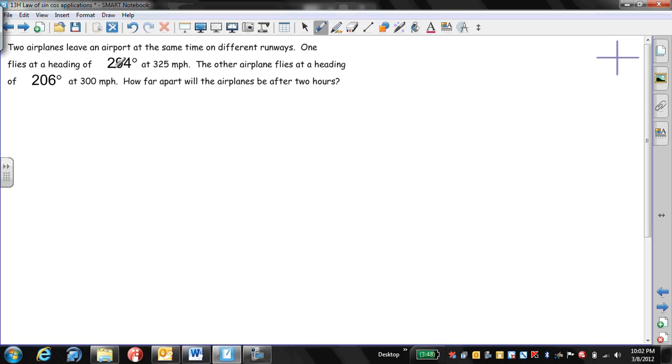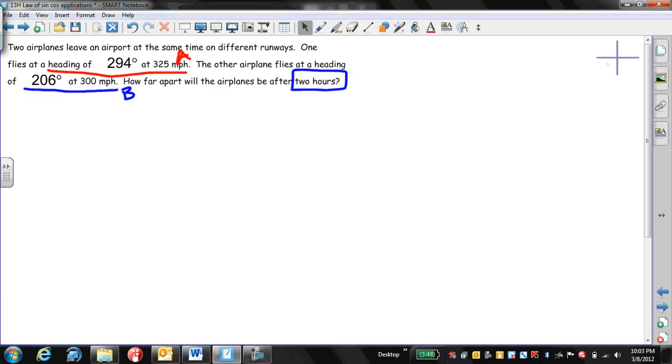One flies at a heading of 294 degrees at 325 miles per hour. And so again, notice the heading, and we're going to call that airplane A. And the other airplane flies at a heading of 206 degrees at 300 miles an hour. We'll call him airplane B. How far apart are the airplanes after 2 hours? Now that's key right there, 2 hours, because what's that tell us? That tells us the magnitude, the distance traveled, the size of the vector of each airplane.